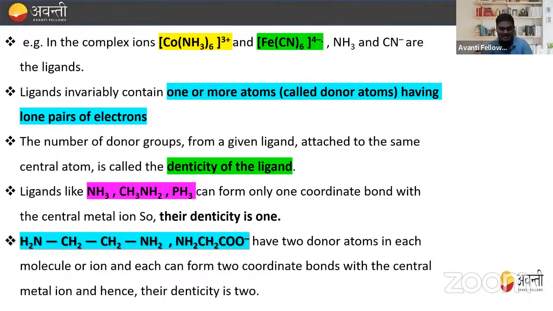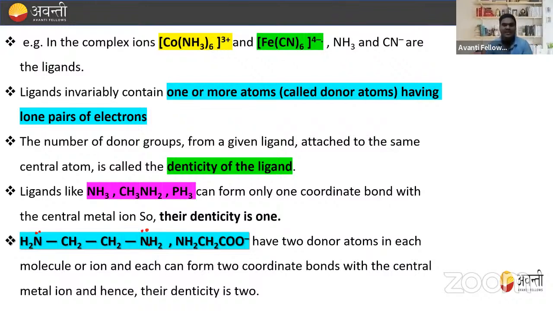Ligands like NH3, CH3NH2 and PH3 can form only one coordinate bond with the central atom, so their denticity is 1. Now NH2CH2CH2NH2: we know that in this, both nitrogen atoms have a lone pair of electrons.